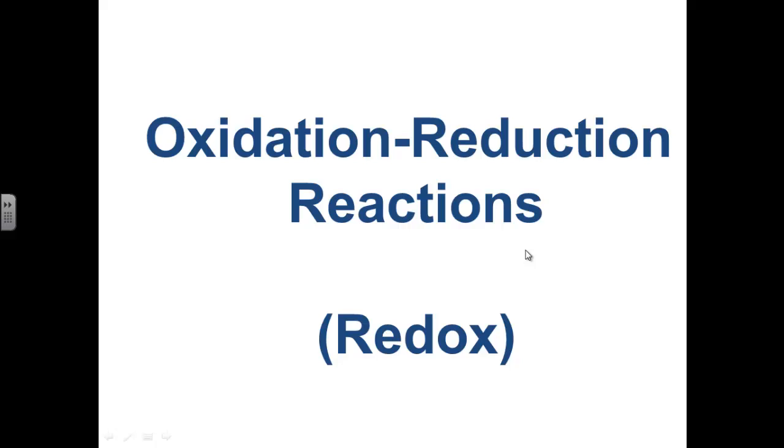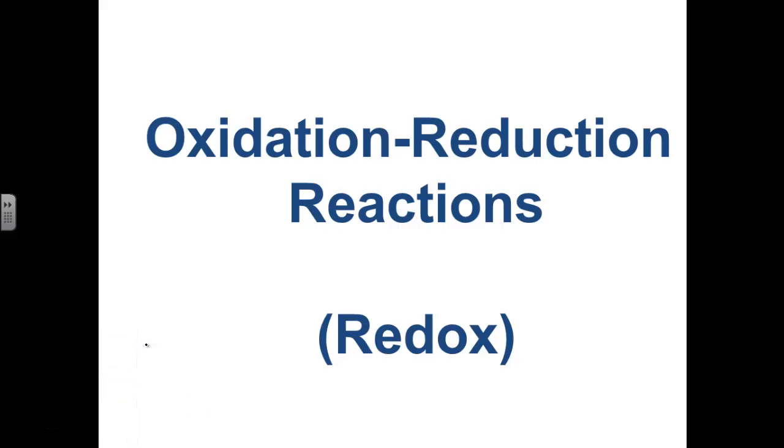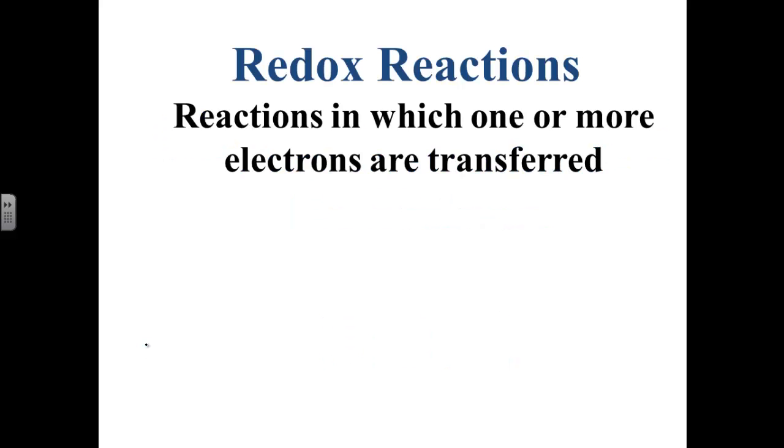I'm going to go back through redox reactions and give us a quick overview of what redox reactions look like, including electron transfers, assigning oxidation numbers, and those things. Now, redox reactions are reactions in which one or more electrons are transferred. That's the whole premise of what a redox reaction is.